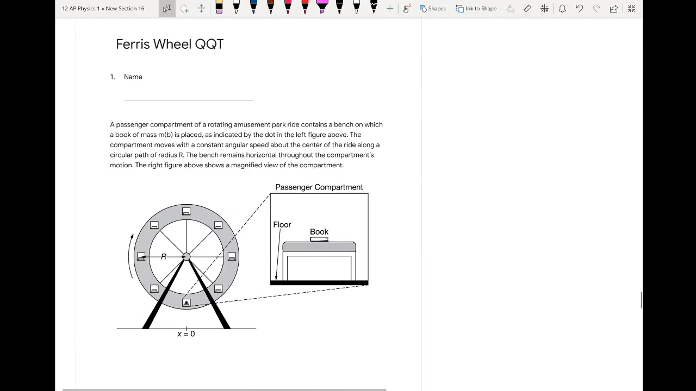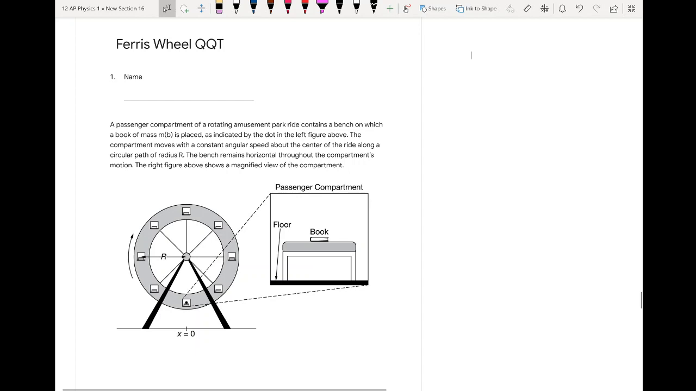Okay, so we're looking at this question, kind of related to a Ferris wheel. We're saying a passenger compartment of a rotating amusement park ride. I don't know if Ferris wheel is trademarked or something. I don't know why they call it a rotating amusement park ride. I mean, Ferris, is that like a name?